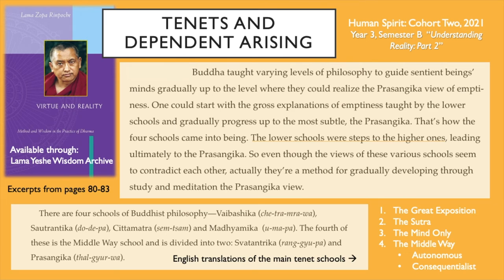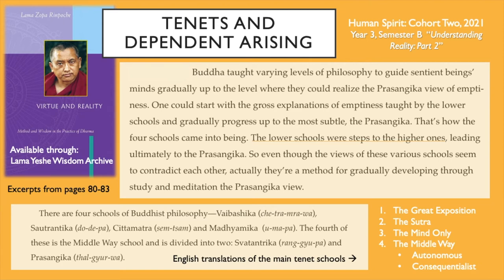So as Lama Zopa Rinpoche says, Buddha taught varying levels of philosophy to guide sentient beings' minds gradually up to the level where they could realize the prasangika view of emptiness. One could start with the gross explanations of emptiness taught by the lower schools and gradually progress up to the most subtle, the prasangika. That's how the four schools came into being. The lower schools were steps to the higher ones, leading ultimately to the prasangika. So even though the views of these various schools seem to contradict each other, actually they're a method for gradually developing, through study and meditation, the prasangika view.